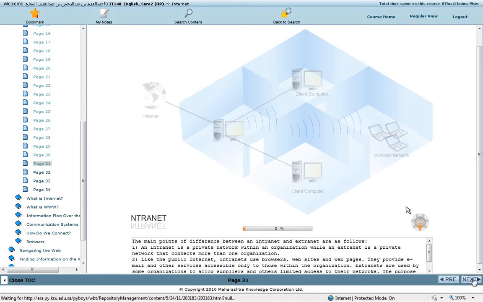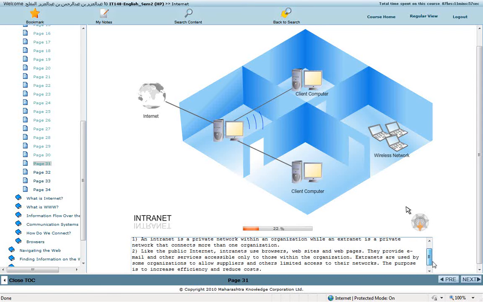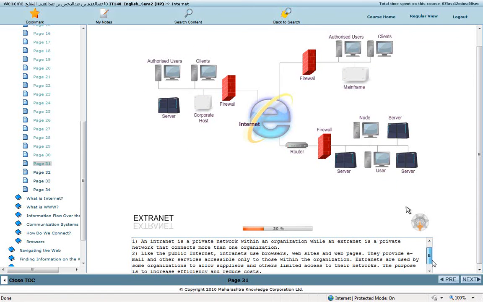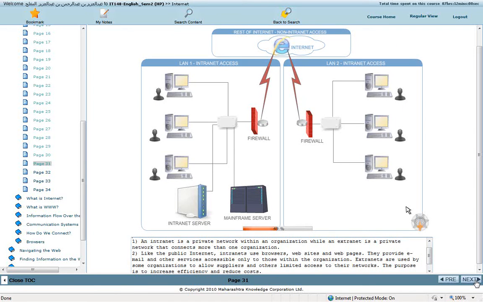The main points of difference between an intranet and extranet are as follows. An intranet is a private network within an organization, while an extranet is a private network that connects more than one organization. Like the public Internet, intranets use browsers, websites, and web pages. They provide email and other services accessible only to those within the organization. Extranets are used by some organizations to allow suppliers and others limited access to their networks. The purpose is to increase efficiency and reduce costs.